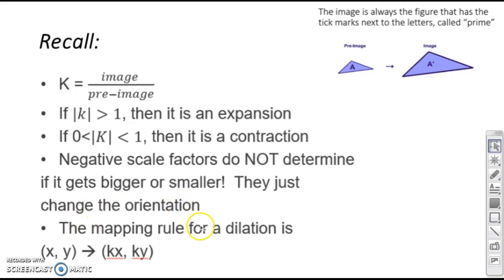And then, of course, our mapping rule. We might not need this for this quiz, but this is just a recall on everything from Unit 1. You just multiply your ordered pair by your scale factor. All right, and then the last thing, the image is the one that has the tick marks, or they're called primes sometimes. And that's important when you try to figure out what goes where.